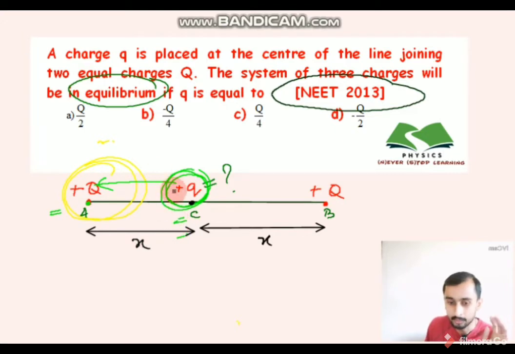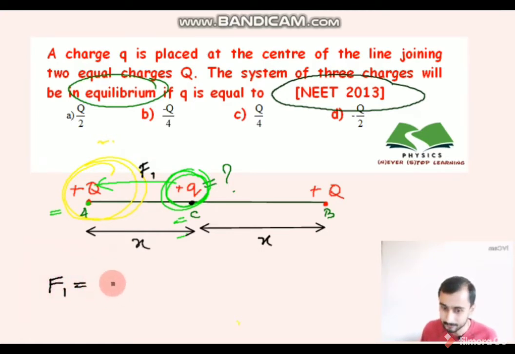Now as I said, the charge plus q, small q, applies some force on capital Q. Now what is the magnitude of that force? Using Coulomb's law we can write, let this force be F1. Now we can write an expression for F1. So F1 is equal to what? 1 by 4 pi epsilon naught, or we can consider that as k.